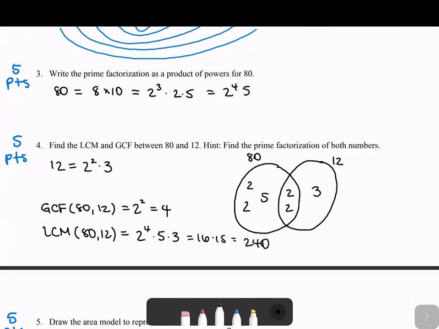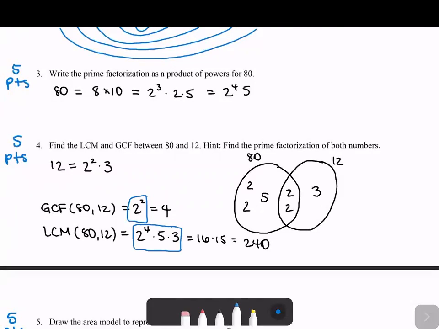You don't have to expand this out. If it tells you to use the prime factorization of both numbers, you can just keep it as these products of primes. And that's a perfectly sufficient answer, especially if it tells you to use prime factorization. So you can keep it like that.